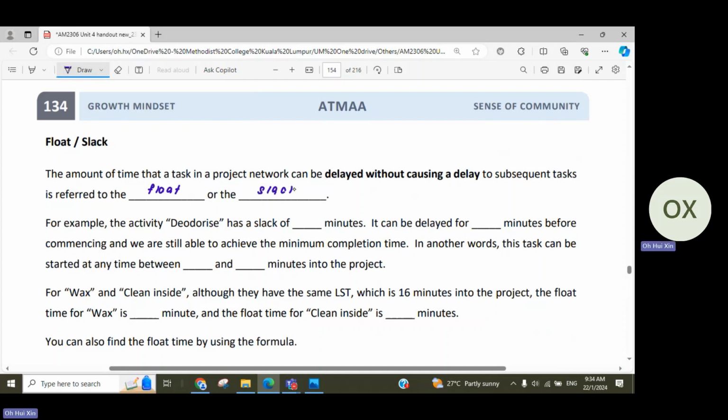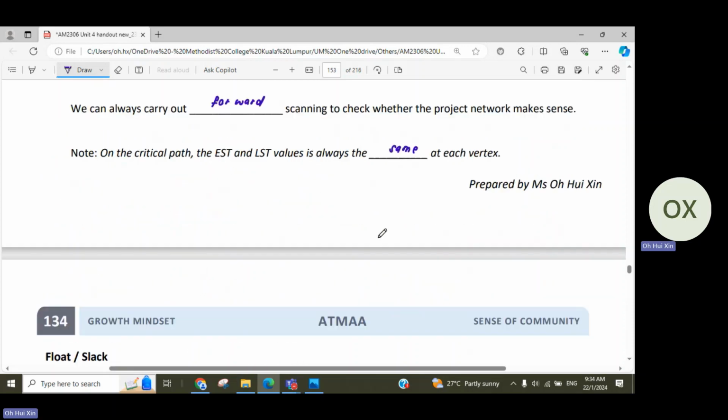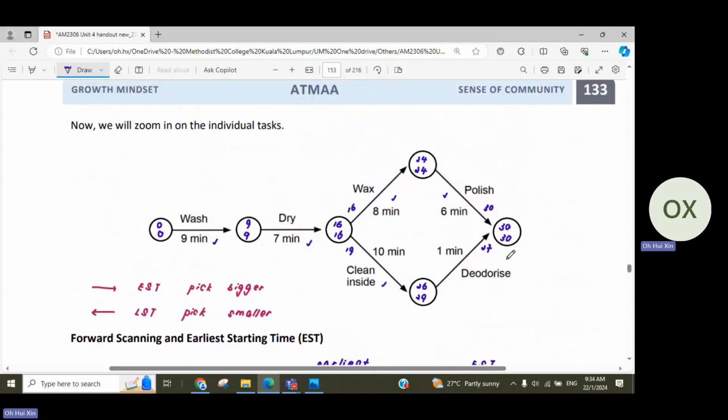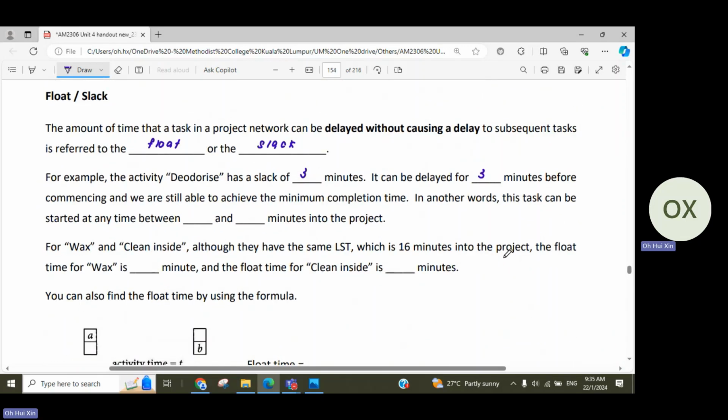Okay, so for example, from what we have understood just now, we know that the activity for deodorize has a slack of 3 minutes. Am I right? Because we talked about how this activity, we can delay it for 3 minutes before commencing. So we go back to this picture. You can see that between your earliest starting time and your latest starting time, there's actually 3 minutes in between. So if you start as late as 29, you are still able to achieve the 30 here, right? So that is 3 minutes extra. And if you delay these 3 minutes, your minimum completion time will remain the same. So this 3 minutes is called the slack time.